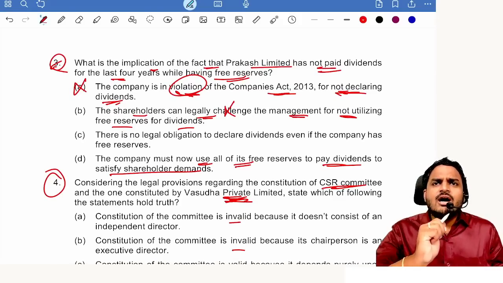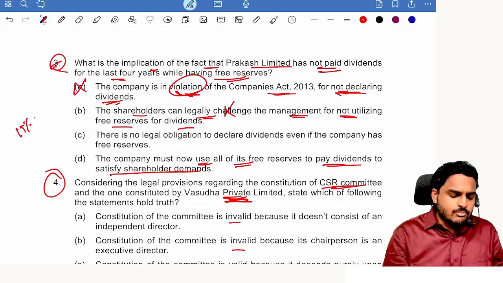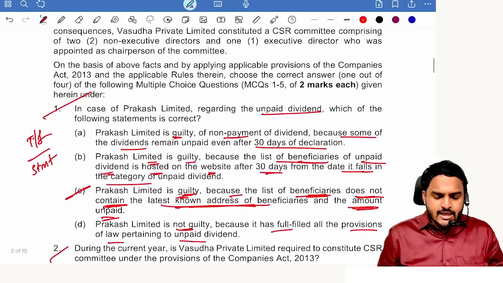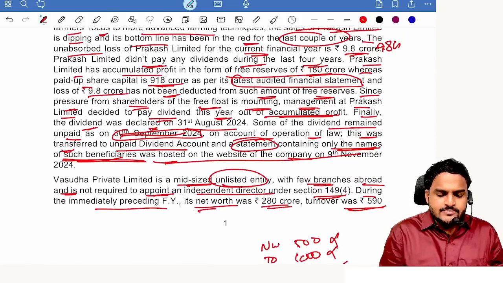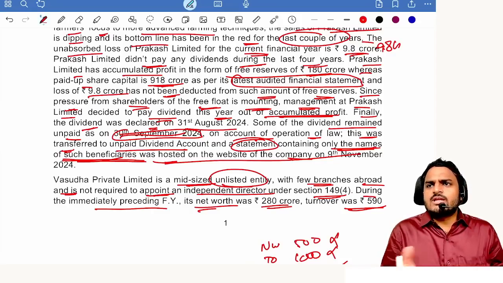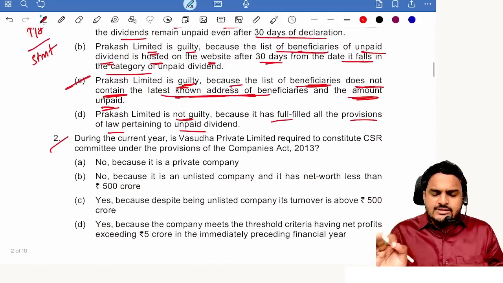Company must now use all of its free reserves to pay dividends to satisfy shareholder demands. All of its reserves, how can it utilize? Post withdrawal from free reserves, the limit should be 15% of paid up share capital. And what is the paid up share capital in the question? If you look at the question, paid up share capital is 918 crores. 918 crores into 15% comes to some 135 to 140 crores, an odd figure. So 3 options are incorrect.